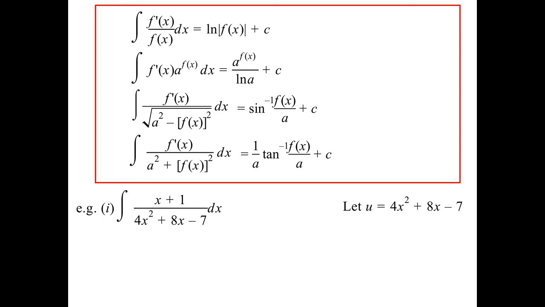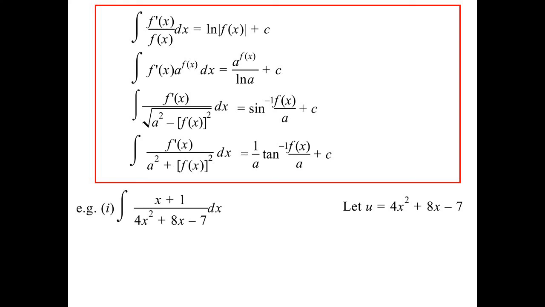I think that's the main difference between extension 1 and extension 2. In extension 2, they might still give it to you, but then they might not. You might have to come up with it yourself. So, all right, let u equal 4x squared plus 8x minus 7. Now, the advantage of that, I suppose, is we know the substitution used. The disadvantage is we have to use it, okay? Because you might see something like this and go, oh, hang on, it's just derivative on function. But if they tell us to do it by substitution, we got to do it by substitution.